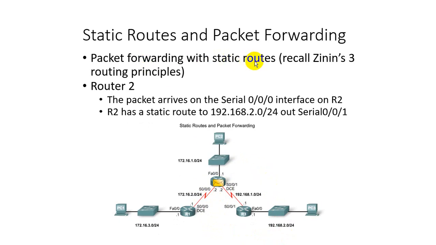Packet forwarding with static routes. Recall the three routing principles. Router 2: the packet arrives on the Serial 0/0 interface on R2. R2 has a static route to 192.168.2.0 out of the Serial interface 0/0/1.